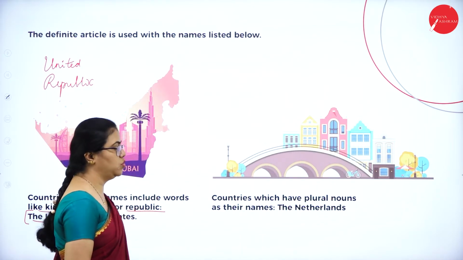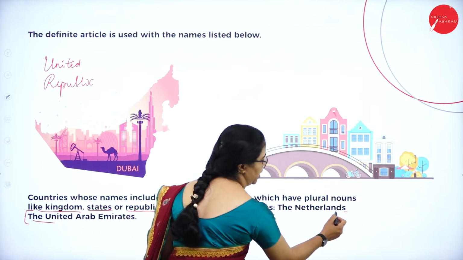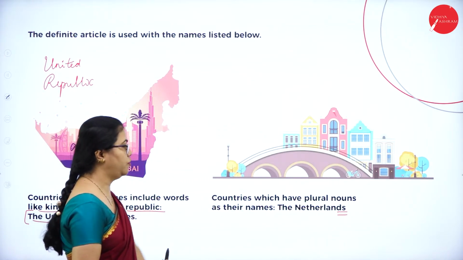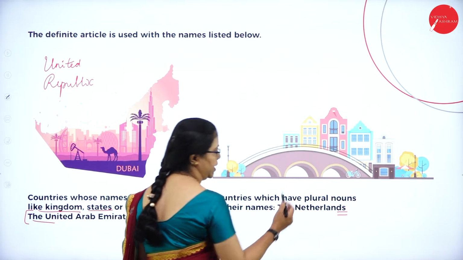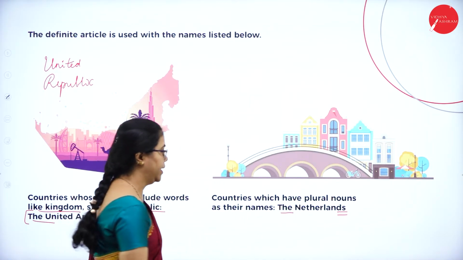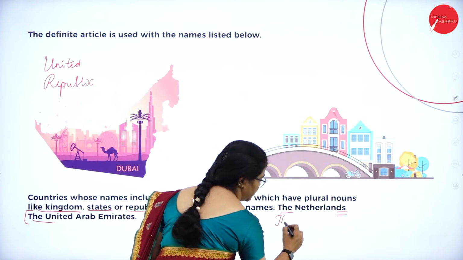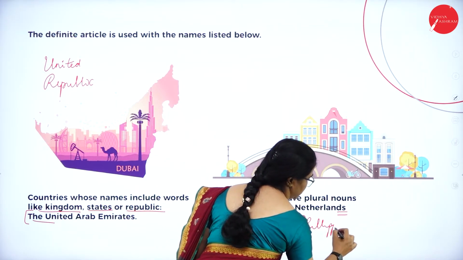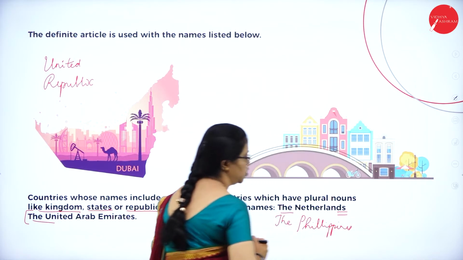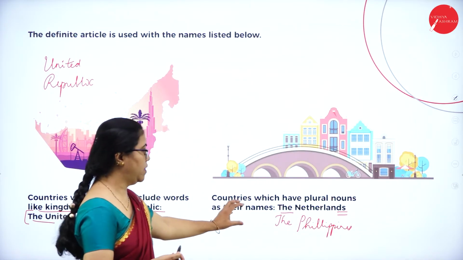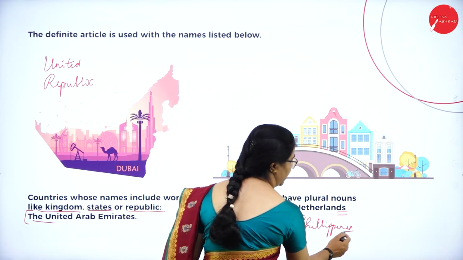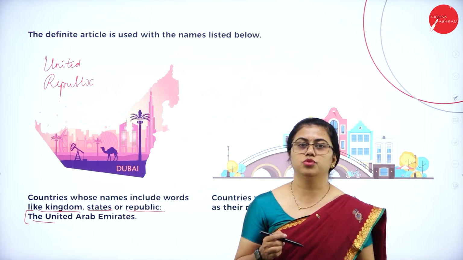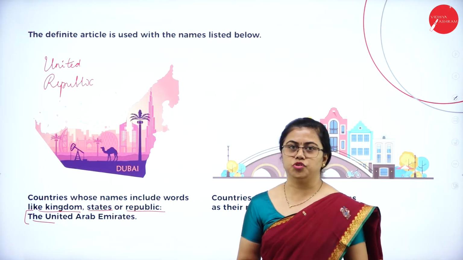Another place where we use this is whenever we have a plural in the name of the country, then also we make use of the definite article, that is the Netherlands. Another example I can say, that is the Philippines. So the Philippines. This way, when you talk about something where there is a plural, at that time also you make use of the definite article the.